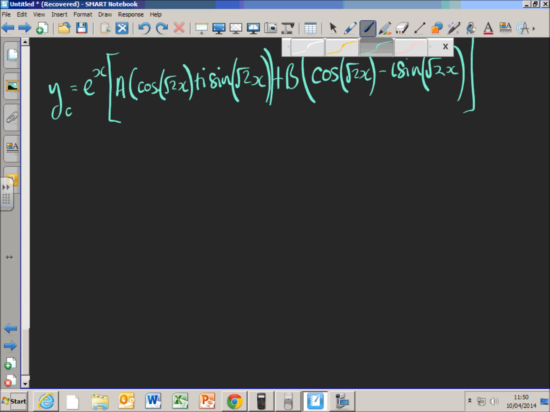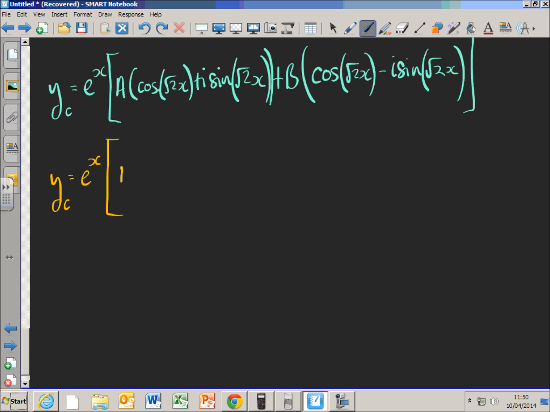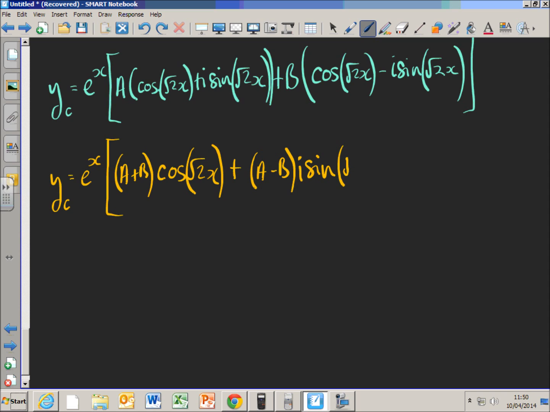So keep the e to the x out the front. How many cos root 2x's have I got? I've got a plus b of them, right? I've got a of them there, and I've got b of them there. So we've got a plus b times cos root 2x. And I've got a minus b i sine root 2x's. Do you agree with that?